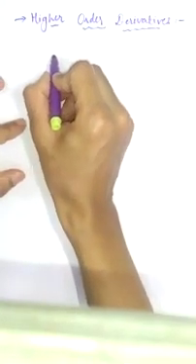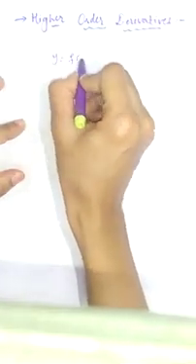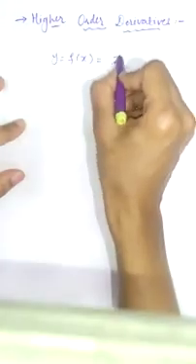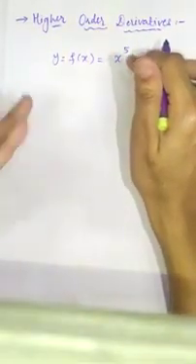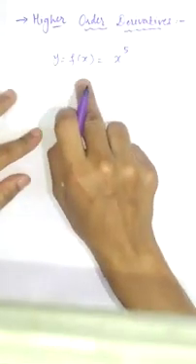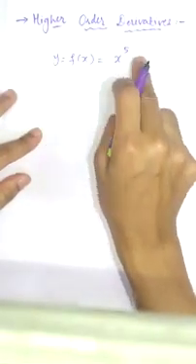First of all, let's take an example of a function. Say we have y is equal to f of x as x raised to 5. Here we have an example of a very common type of function, x raised to n, that is an algebraic function. y is equal to f of x as x raised to 5.